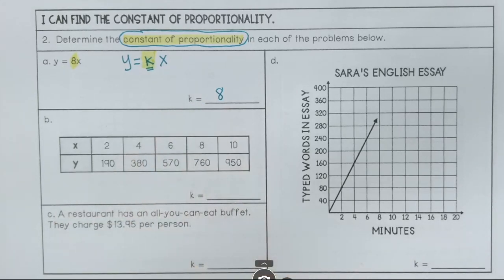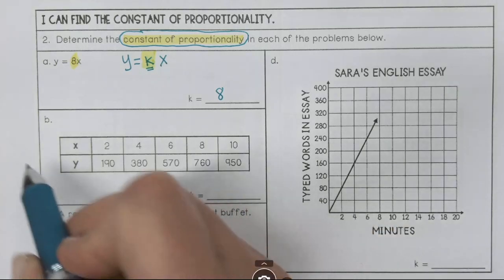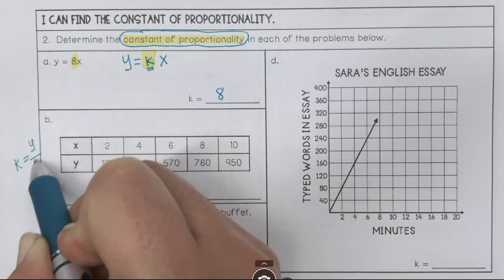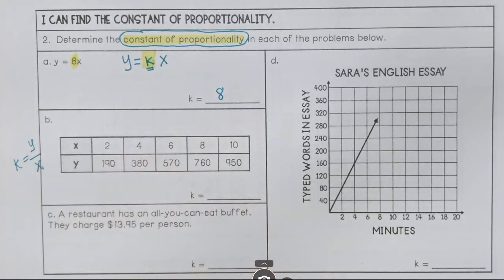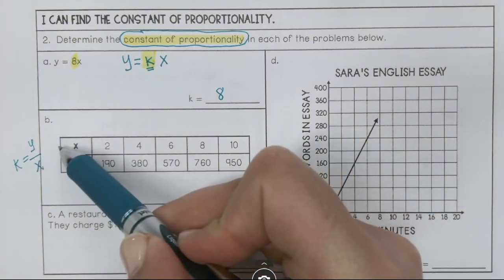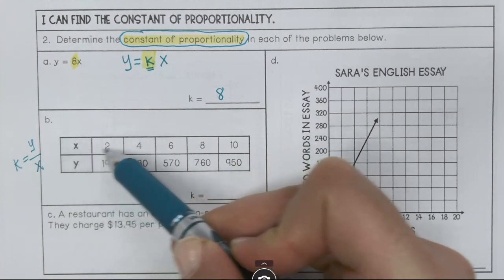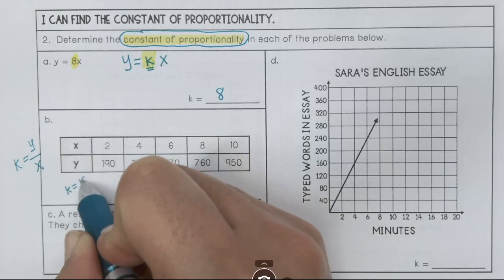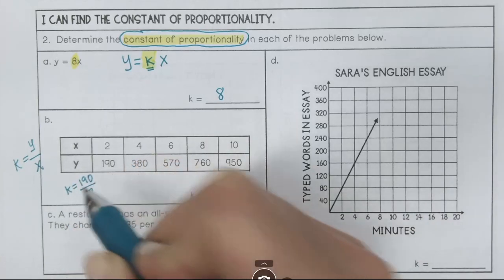For part B, in a table, one of the ways that we want to observe if it's proportional or not is to calculate that constant k, which is always y divided by x. So here are my y's. My y's are usually the second column or the second row, and my x's are the first column or the first row. So I would want to do 190 divided by 2.